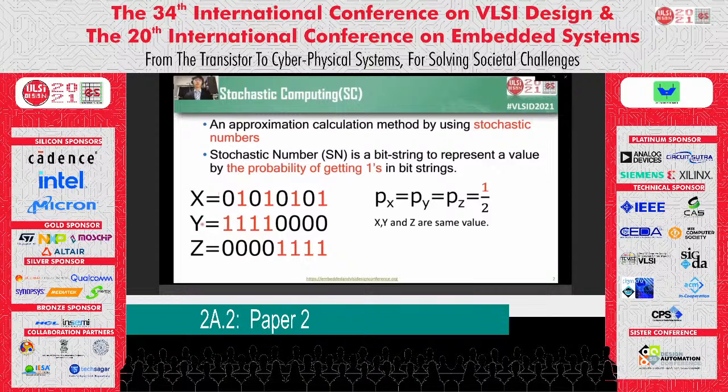These three, X, Y, Z, are SNs. These three SNs are 8 bits, and 4 bits out of the 8 bits are ones. These three SNs are different, but they all represent 1/2.